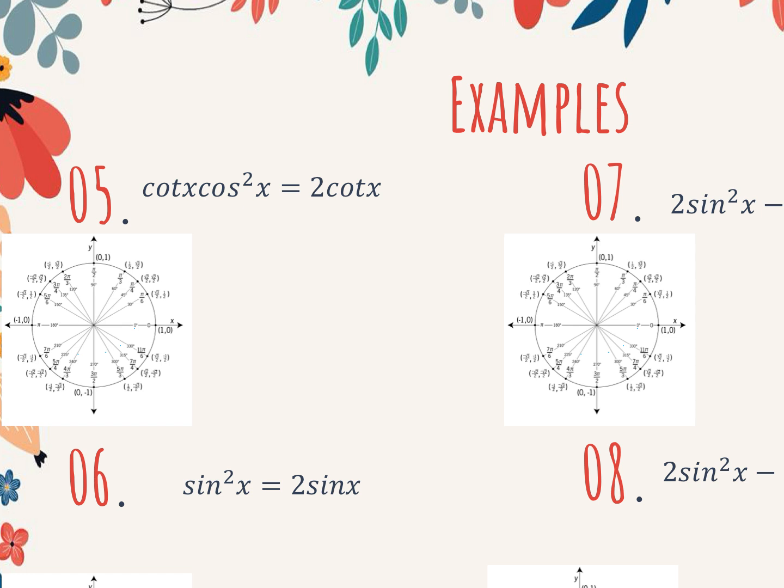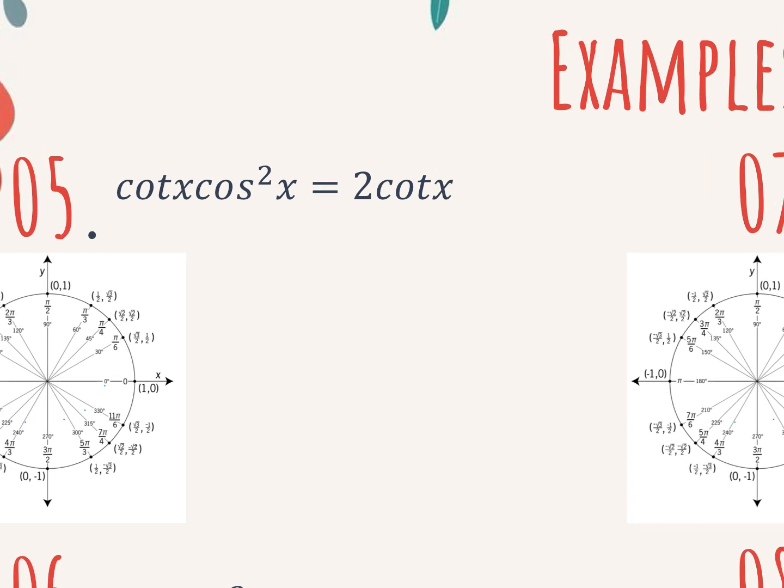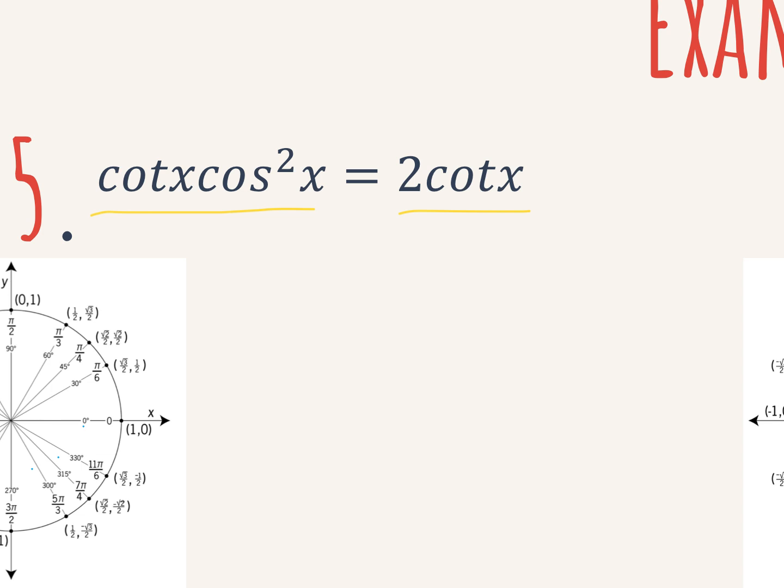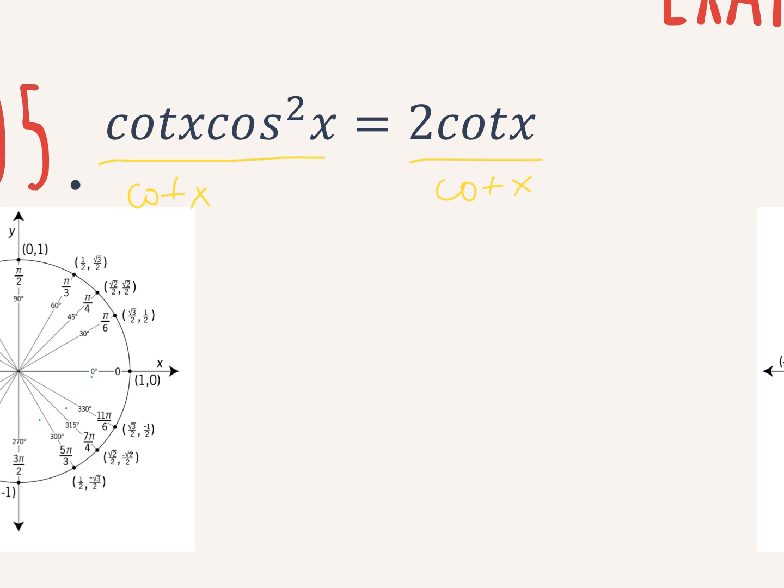Okay, we can do that. So if I divide by cotangent here and I divide it here, what do you guys have left? You have cosine squared x equals what? Cotangent x. Where did the 2 go? Did you guys divide it out?